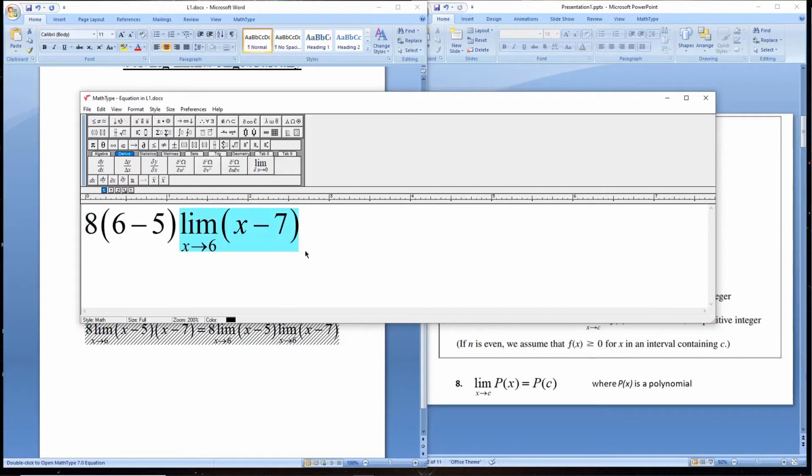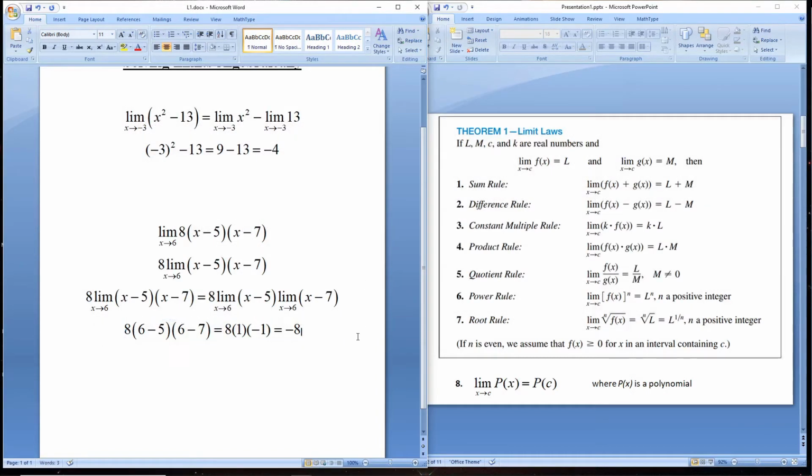And same with this next limit. It's a limit of a polynomial, and so we just plug the number in. Again, that's a property of polynomials. And then finally, we'll just figure out what this number is. And that's our answer.